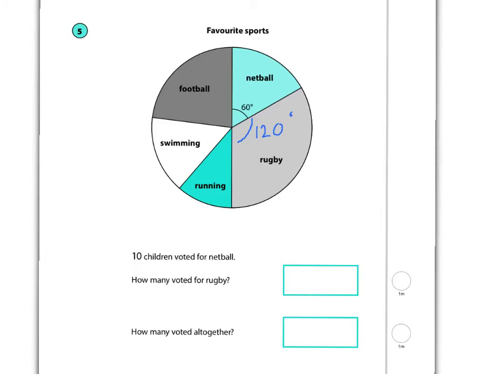The next thing I noticed is that rugby was a part of the pie chart that was twice the size of that for netball. So if it was twice the size, it must have had twice as many children, making 20 children. The next question is, how many people voted altogether? Between netball and rugby, which was half of the pie chart, there were 10 children and 20 children, which gave a grand total of 30 children for that half of the pie chart, which means that altogether there must have been twice that many, making 60 children.